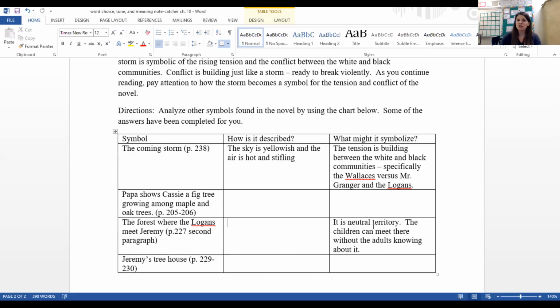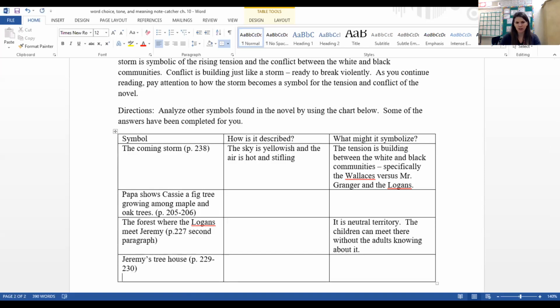All right, then we get into Jeremy's tree house, and there's kind of two parts to the tree house here. Make sure that you enter, and this may end up going on to the next page too once you start typing your answers in, no worries about that. But let's turn to page 229. And I'm about almost 3/4 of the way down, and Jeremy starts talking.